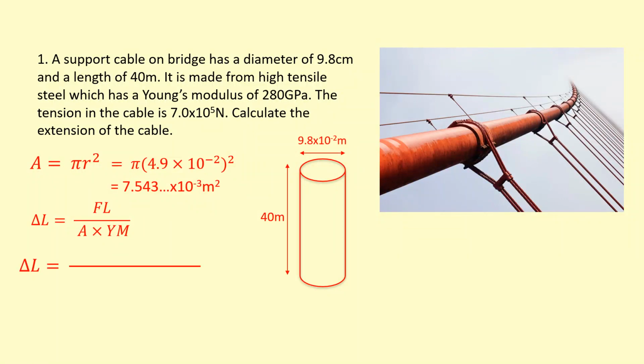So first of all, force, 7 times 10 to the 5, times the original length, 40 meters, and then divide it by the area, which we calculated just previously, and then finally the Young's modulus. And this gives us a change in length, or extension, of 0.013 meters.